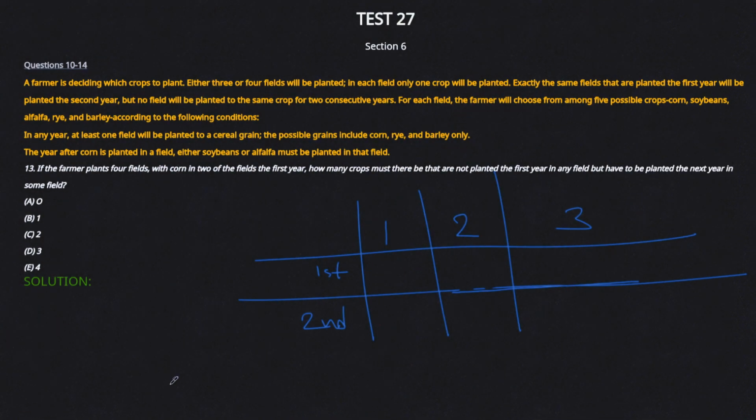Okay, question number 13. If the farmer plants four fields with corn in two of the fields the first year, how many crops must there be that are not planted in the first year in any of the fields but have to be planted the next year in the same field? So I'll just draw it out. So corn in two fields. Let's just say corn here and corn here.